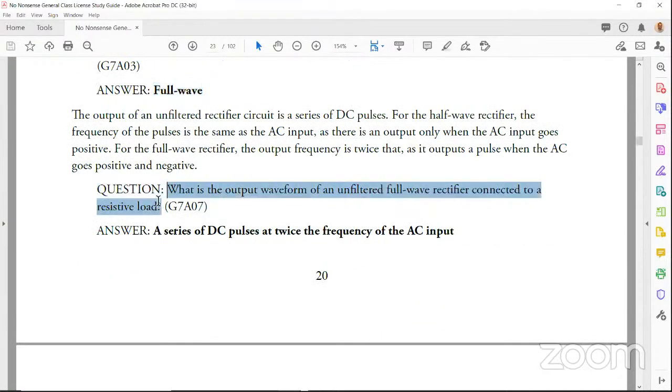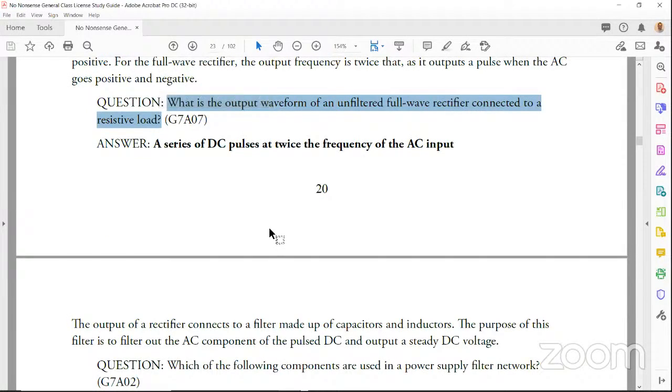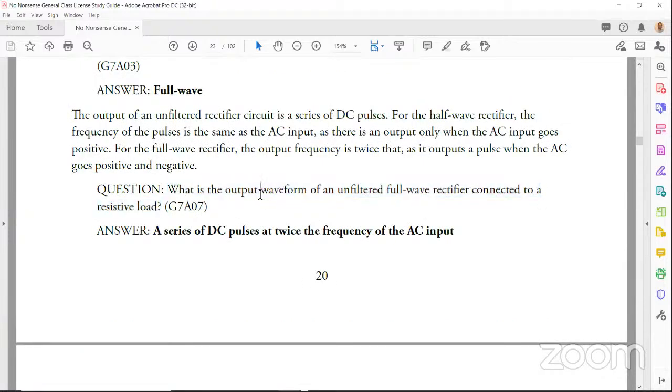Next question in the question pool. What is the output waveform of an unfiltered full-wave rectifier connected to a resistive load? All right, let's dissect this question a little bit. They're asking us what the output waveform looks like. And it's an unfiltered full wave rectifier, not a half wave rectifier. And they're just putting this part in maybe to seem sophisticated or confuse us, but they're saying that it's connected to a resistive load, okay?